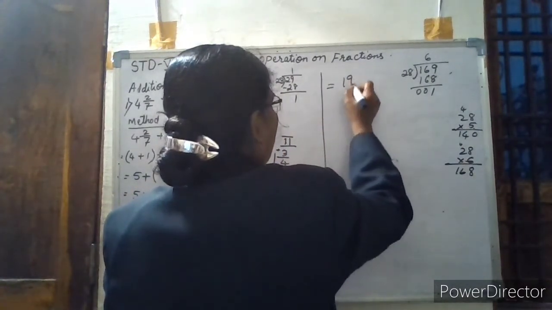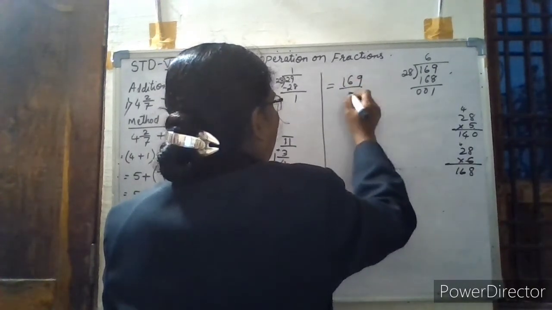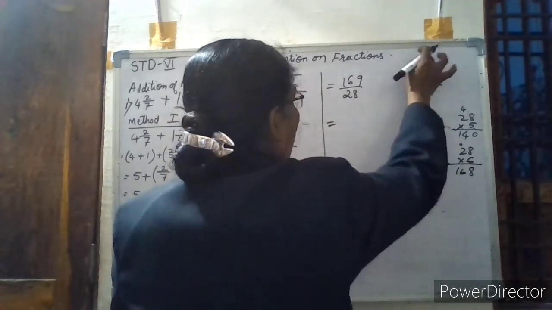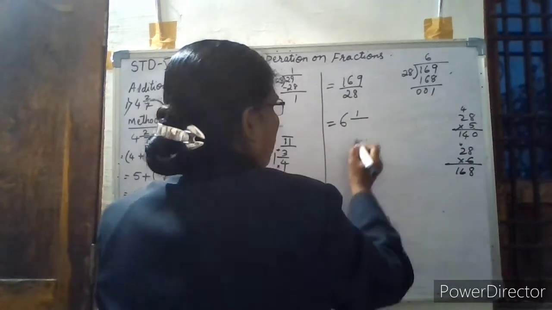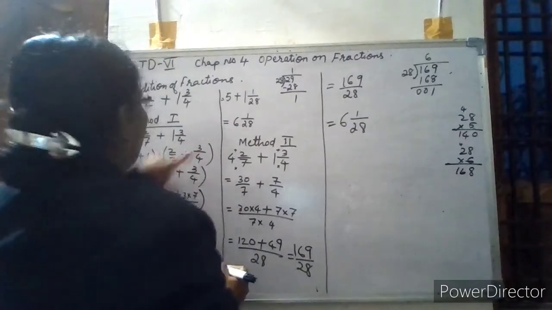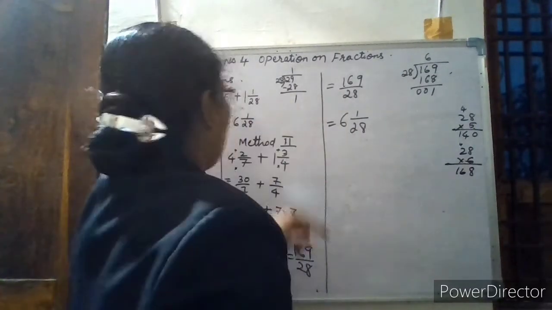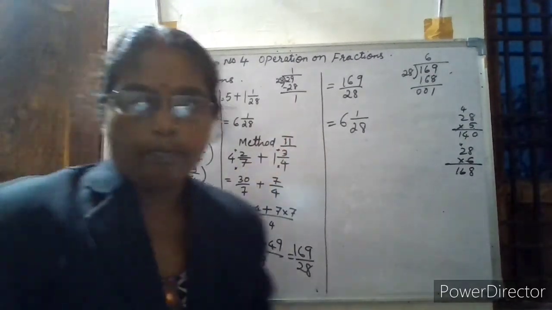So therefore, this mixed number 169/28 will get converted to whole number quotient 6, put the line, remainder 1 by 28. Method 1 we got the same answer, method 2 also we got the same answer. So this is addition of fractions.